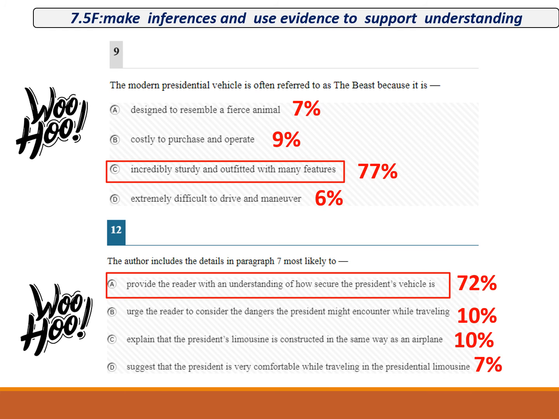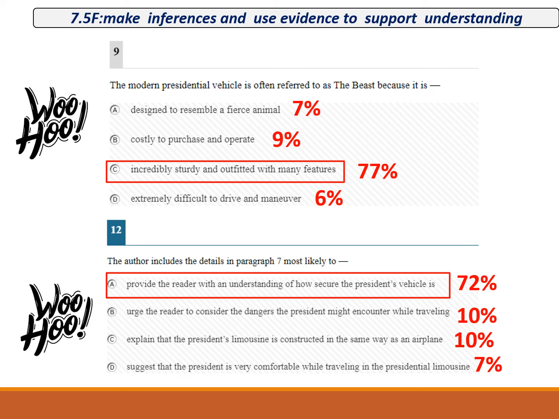So here is the first question for 5F for A Fortress on Wheels, the informational piece. Notice already my woohoos there. Question 9, the modern presidential vehicle is often referred to as the Beast because it... and I was so excited, 77% of the students got that one correct. The same thing for question 12. The author includes the details in paragraph 7, most likely to... and the answer was A, and 72% of students got that correct. So way to go, 7th graders.